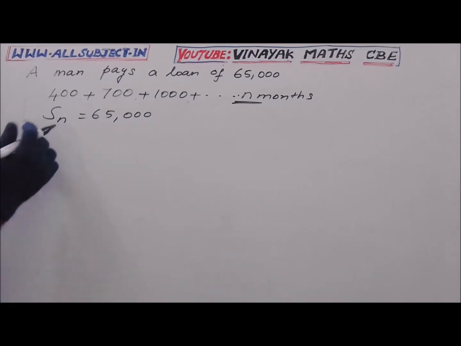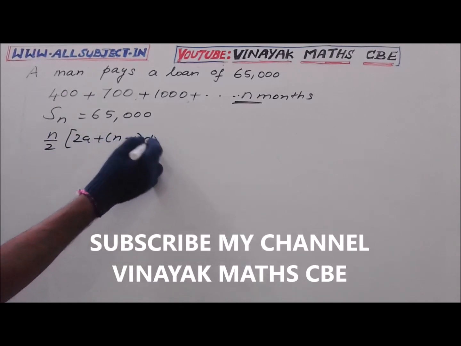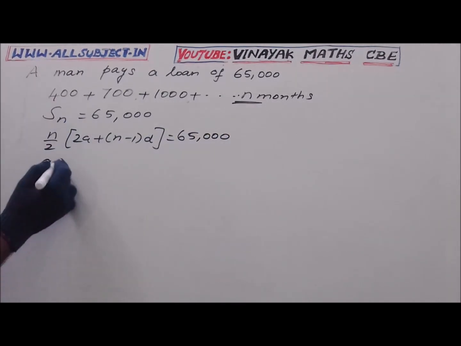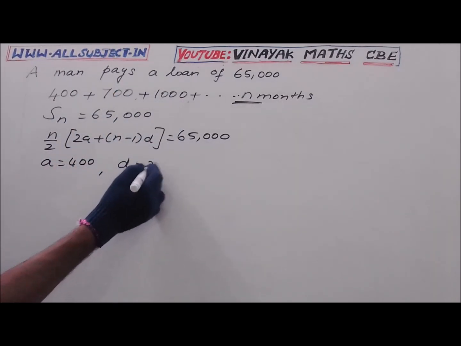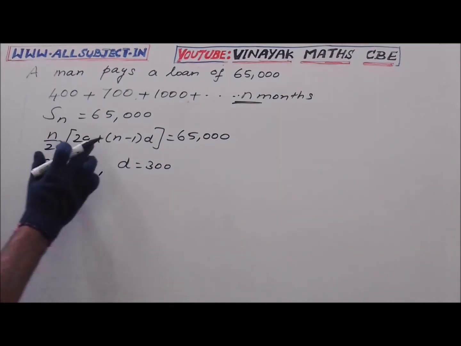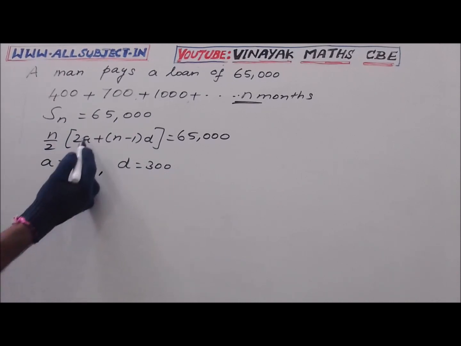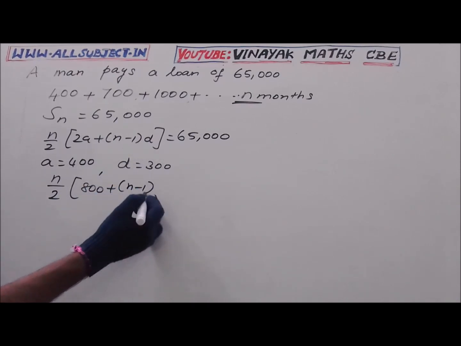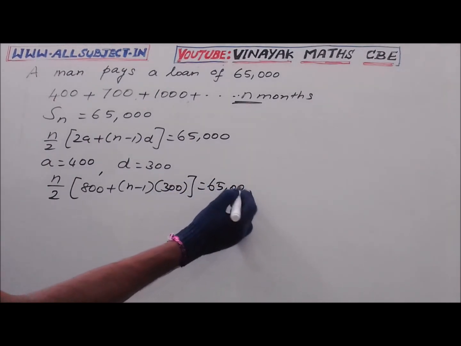Now the formula for Sn is n by 2 into 2a plus n minus 1 into d equal to 65,000. Here we have a equal to 400 and every month 300 is added, so d equal to 300, or d equal to t2 minus t1, we can take d equal to 300. Substituting in it, we have n by 2 into 2a, 2 into 400 is 800, plus n minus 1 into d value 300, equal to 65,000.